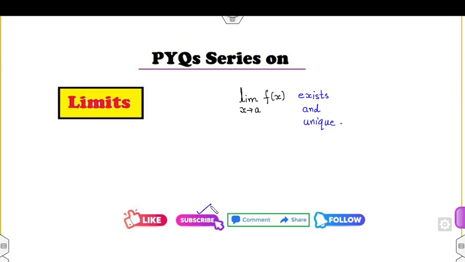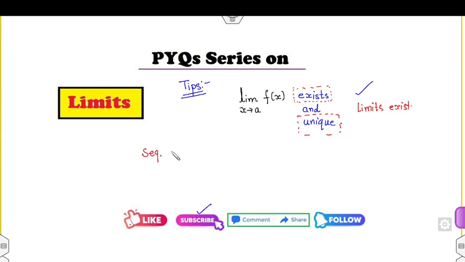Now, the only one tip that will work for you to solve any problem is this one. Whenever there is a question related to the limit of a function, your main target is to check whether this limit, x approaches a of f(x), exists or not. And if it exists, whether it is unique or not. Whenever these two conditions are satisfied, you can say the limit of the function exists. Otherwise, the limit does not exist.